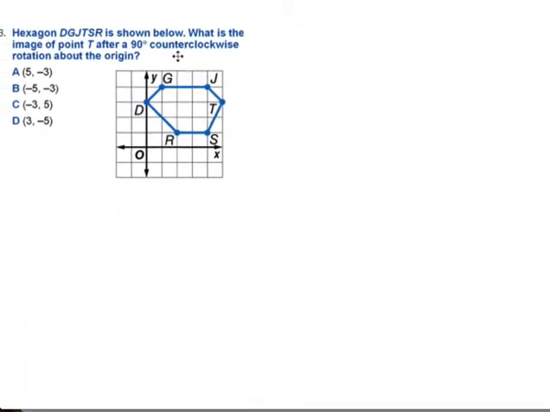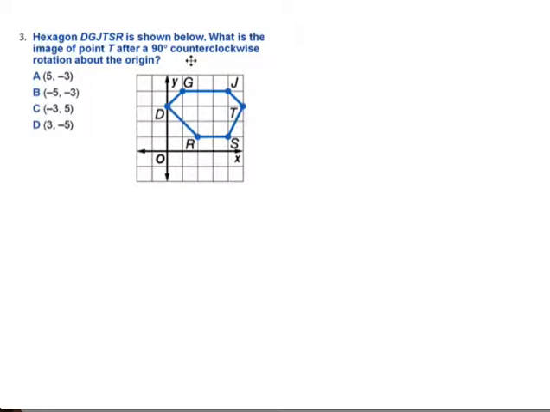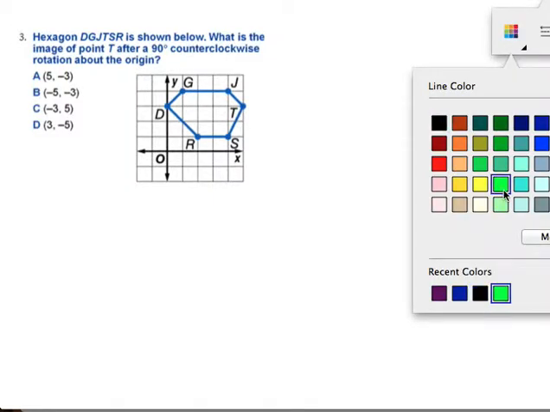So taking a look at number 3, it says that hexagon DGJTSR is shown below. What is the image of the point T after a 90 degrees clockwise rotation? So first we need to figure out which one is T. So T, it looks like, is this point right here, and that's over 1, 2, 3, 4, 5, and up 3. So it's over 5 and up 3 is the point.